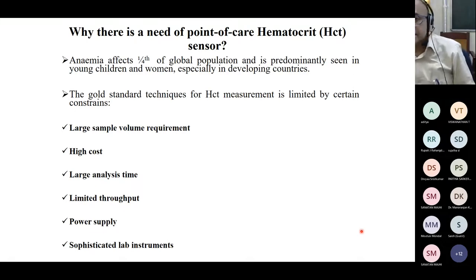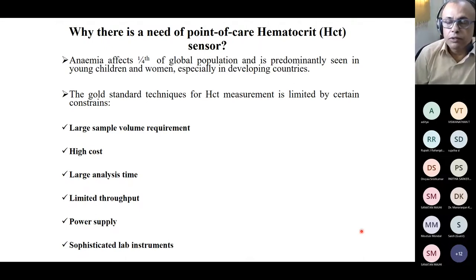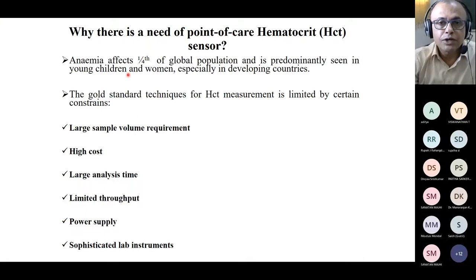Now, next is the last example. Why is there a need for a point of care hematocrit sensor? Probably in your different presentations, you are aware and you know the importance. Here also, one of our joint students, Soumen Chakraborty, is working on point of care hematocrit sensors. Anemia is a disease that predominantly exists in young children and women, especially in our country.